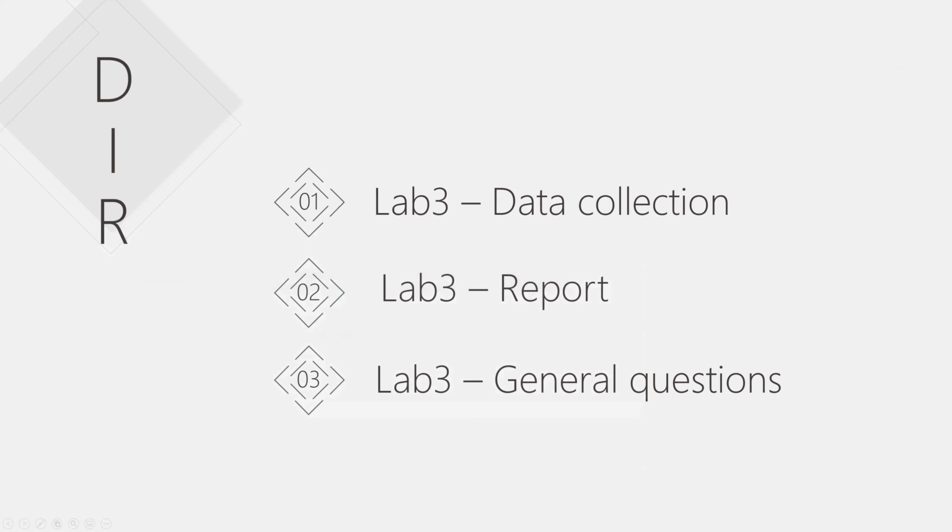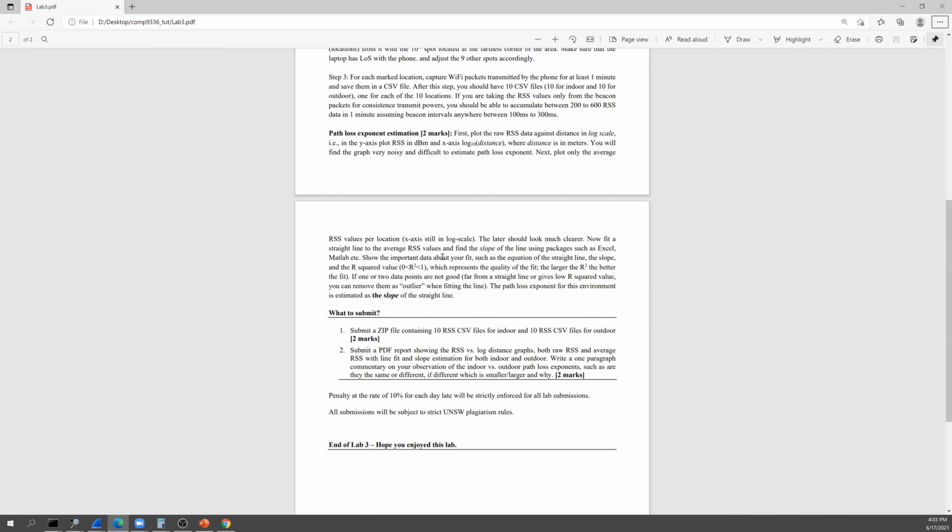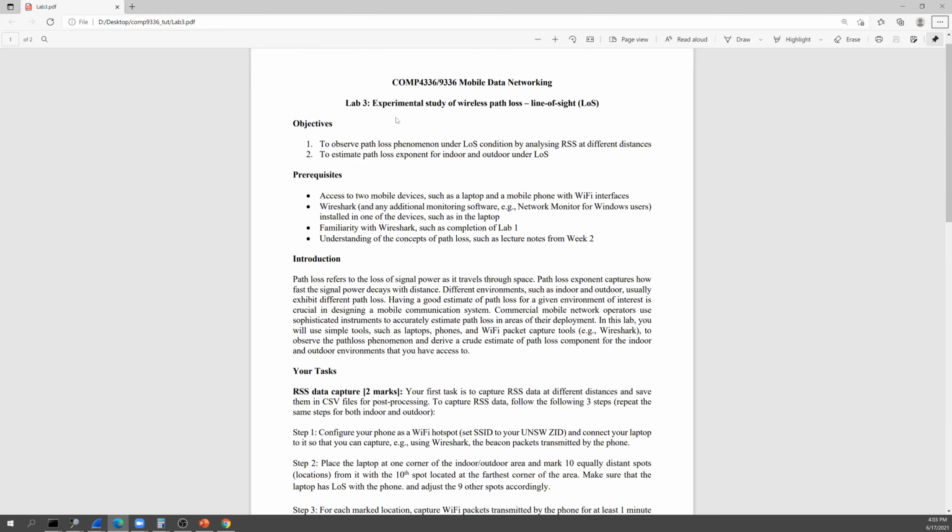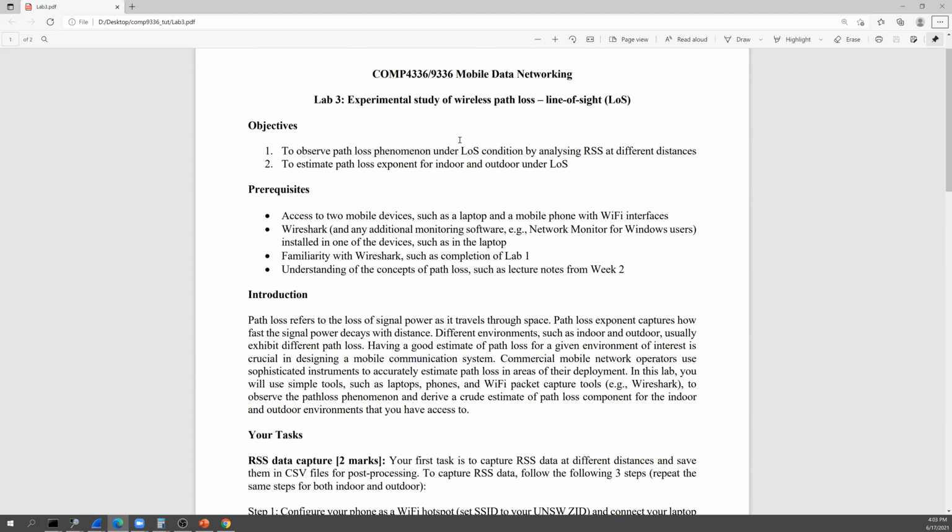Okay. Today in this lab, we just have a look at Lab 3. Let's have a quick look. What we are going to do here is to collect some data related to the line of sight environment. So what is line of sight? Let's have a look.